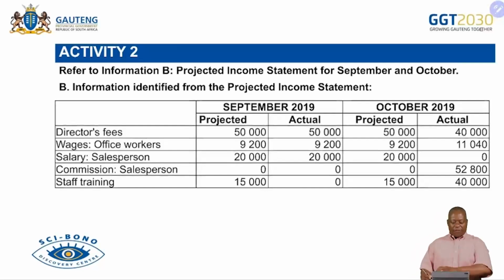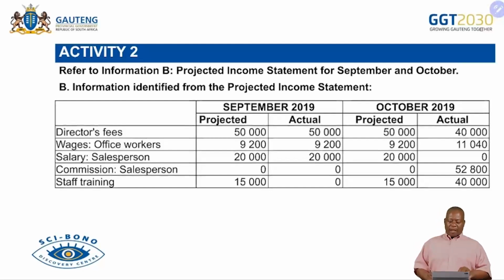Let's check with the office workers. In September, we had budgeted 9.2 and we paid them 9.2, no problem. But in October, we had budgeted 9.2, we are paying them 11,040, which means we are paying them more. It means they got an increase in salary there. These are the office workers. So they should be celebrating, I think. An increase in salary is a good thing, guys. You'll see one day.